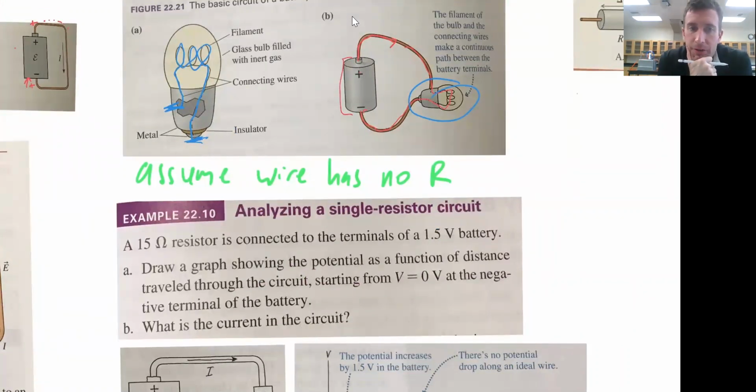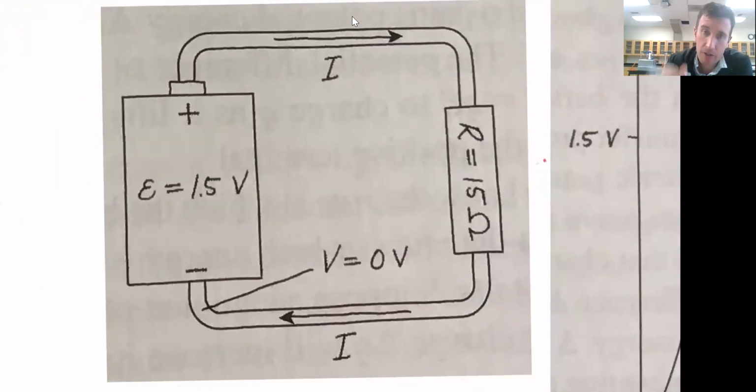A 15 ohm resistor is connected to the terminals of a 1.5 volt battery. Draw a graph showing the potential as a function of distance traveled through the circuit, starting from 0 volts at the negative terminal of the battery. Okay, so let's start by sketching out our circuit.